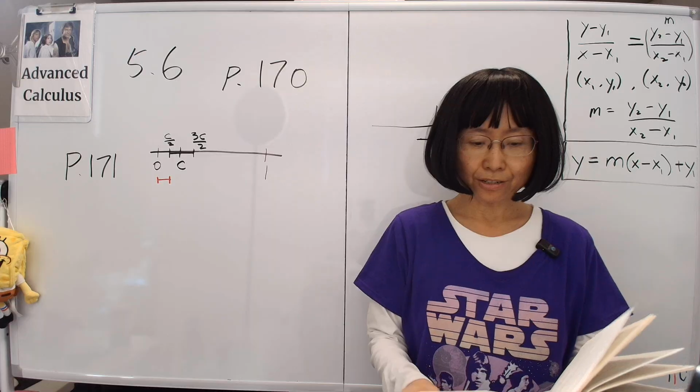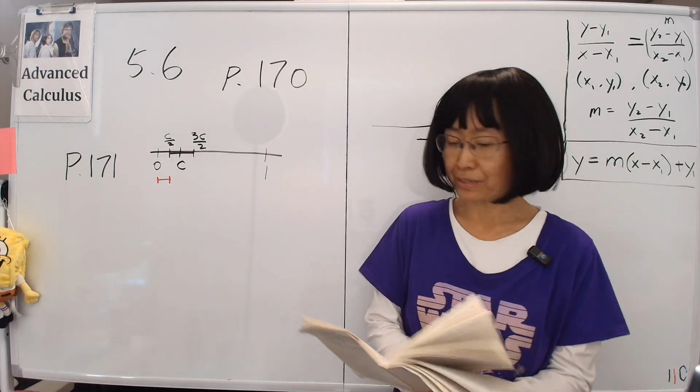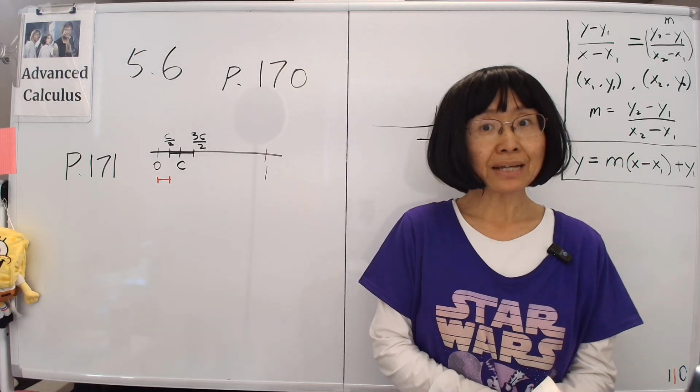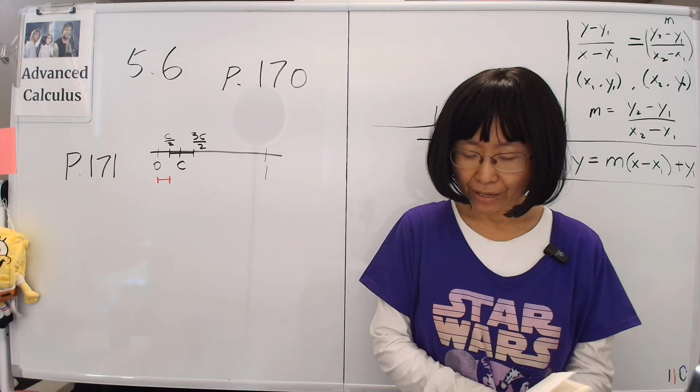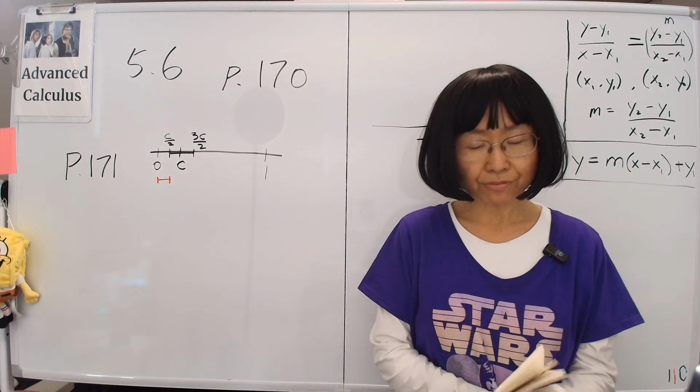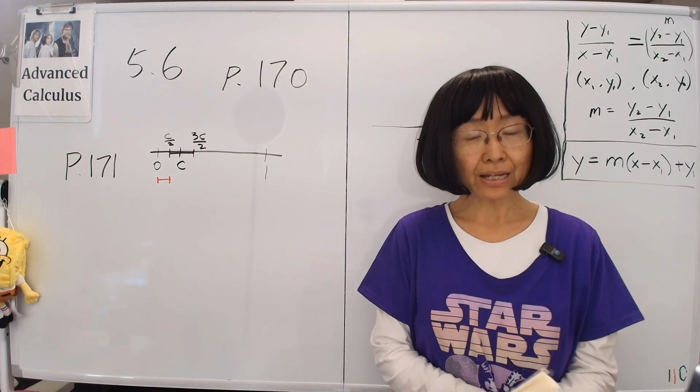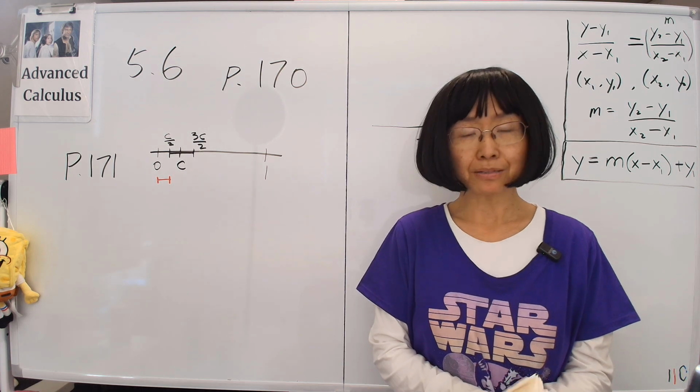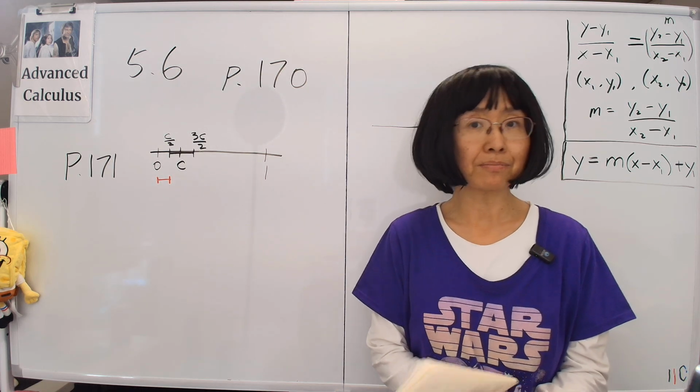Next, let's look at theorem 6 on page 171. We're looking at the bounded function theorem. That is, if f is continuous on the closed interval from a to b, then f has to be bounded. Put it another way, the magnitude of f is less than some number M.